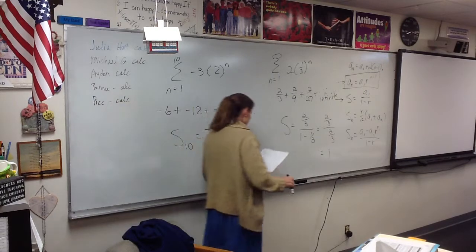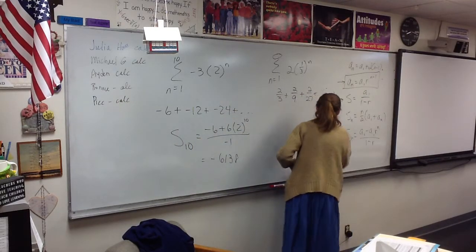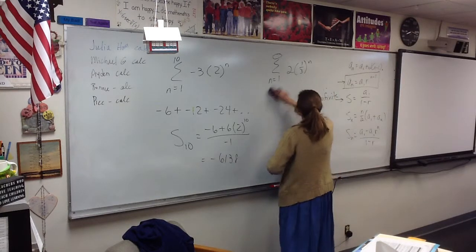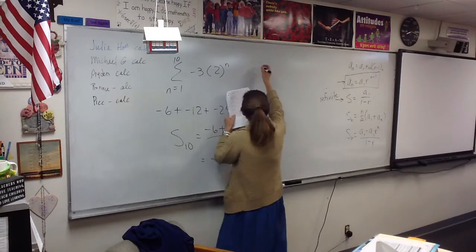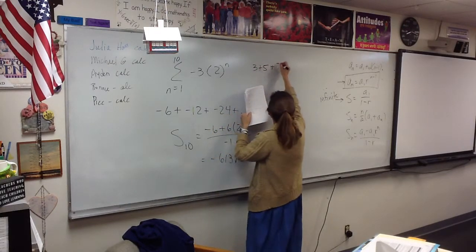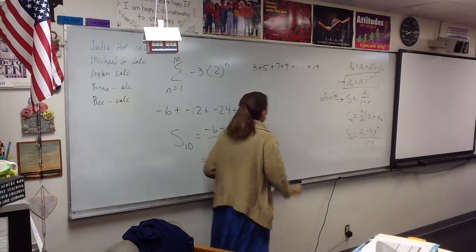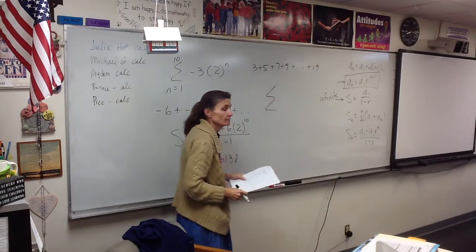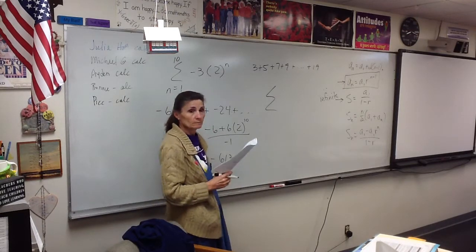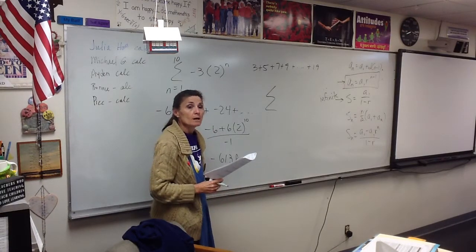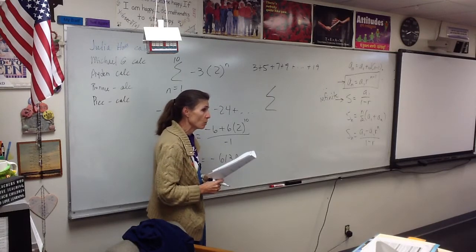Now, let's look at number 5, kids, because it's backwards. Number 5 says, okay, you've got the set of numbers. Now, you write them as a sigma. So you make the sigma. It's an arithmetic sequence. Mr. Stark has noted it's an arithmetic sequence.